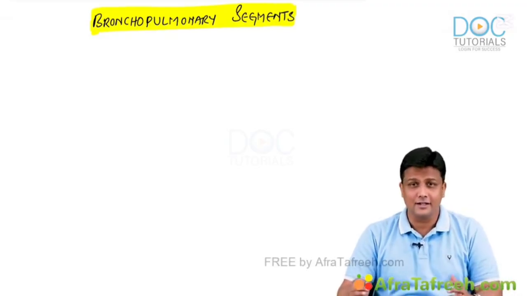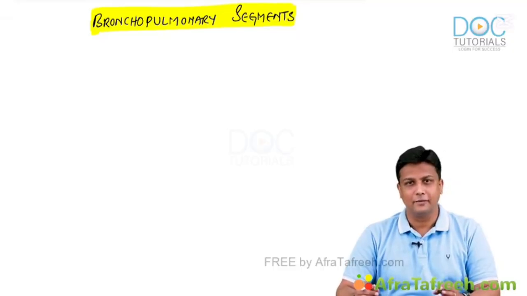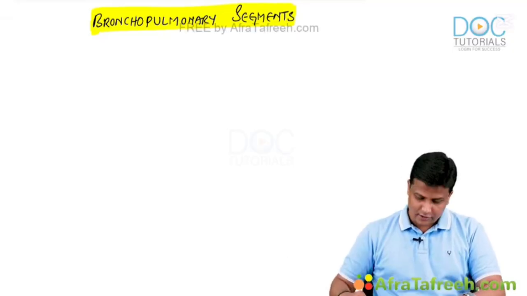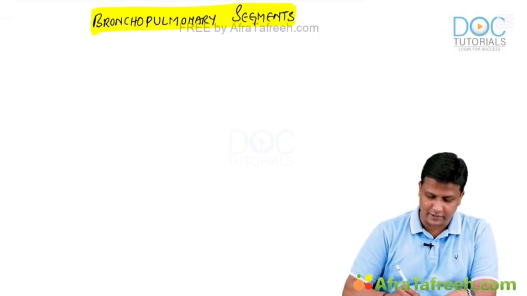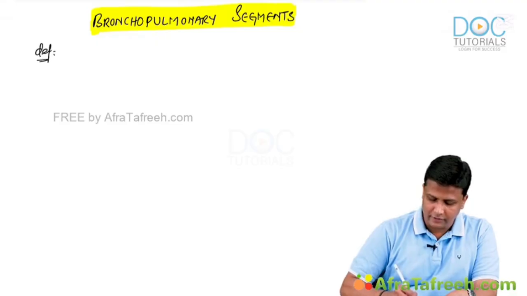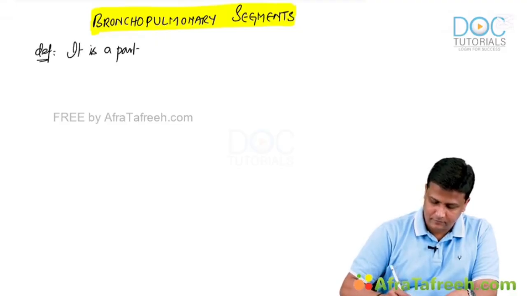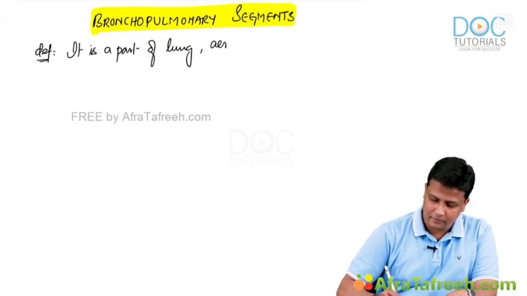So you don't have great science here. So what is a bronchopulmonary segment? That is a segment, a part of the lung which is supplied by tertiary bronchus. That's all. So let's start from scratch again. First of all, the definition of bronchopulmonary segment, guys. What is the meaning of bronchopulmonary segment? It is a part of the lung which is aerated by tertiary bronchus.